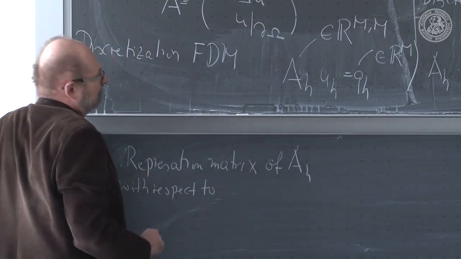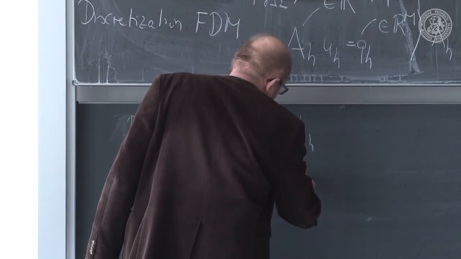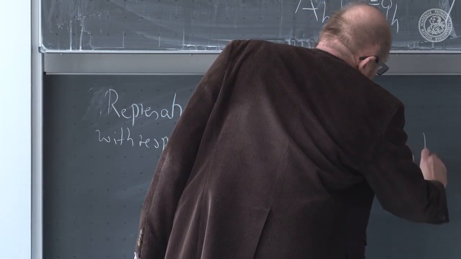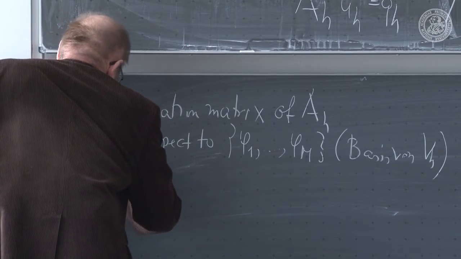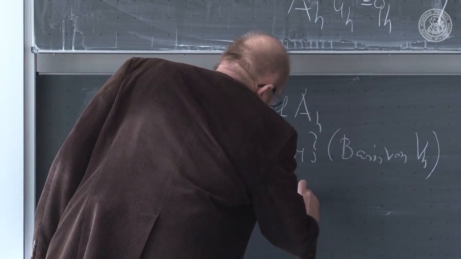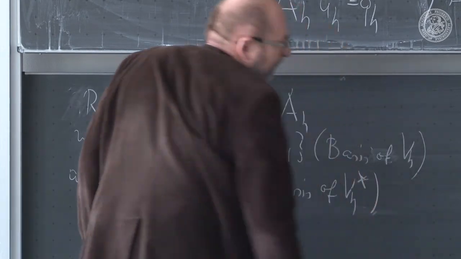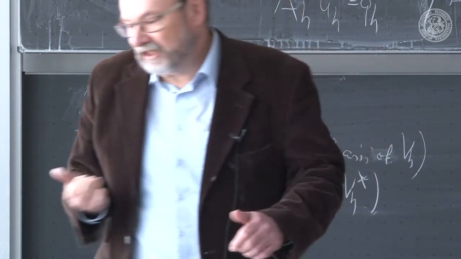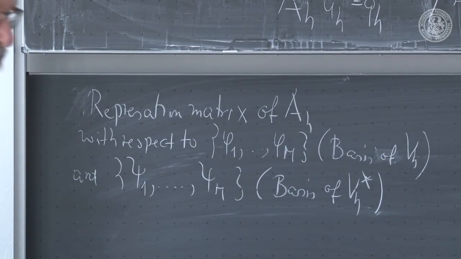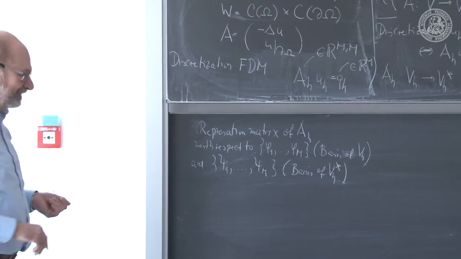the bases. I have to specify a basis in VH. Of course, there I take the basis with which I work. Let's say the nodal basis. That is the basis of VH. And now I need a basis, let's say psi 1 to psi m, a basis of VH star, of the dual space. What, if you have to select a basis of the dual space, having given a basis of the underlying space, what would you take? Or what do you know? What is a possibility for a basis there?